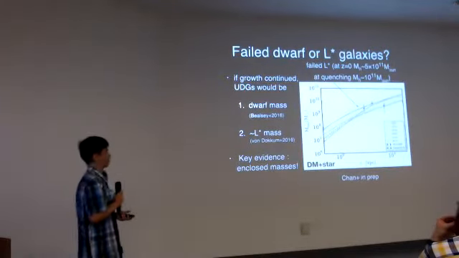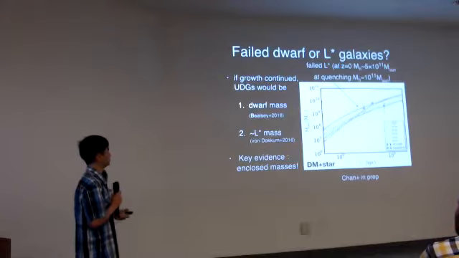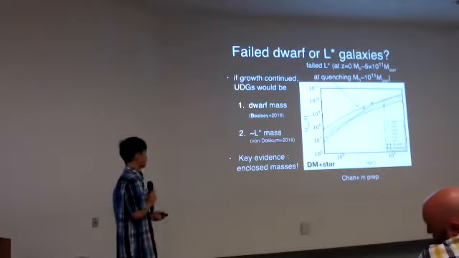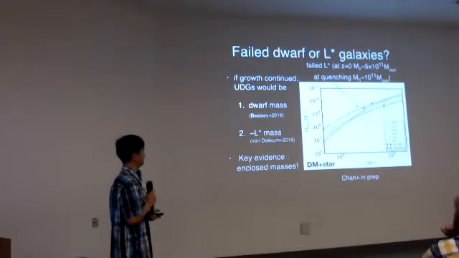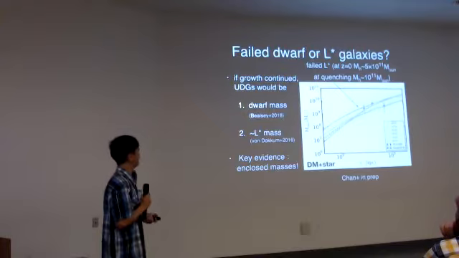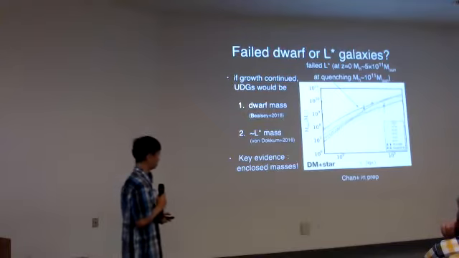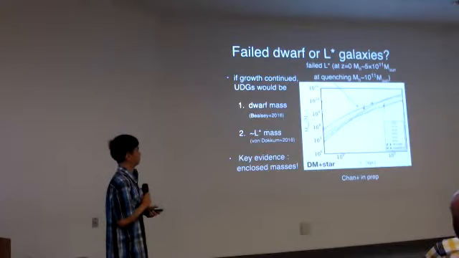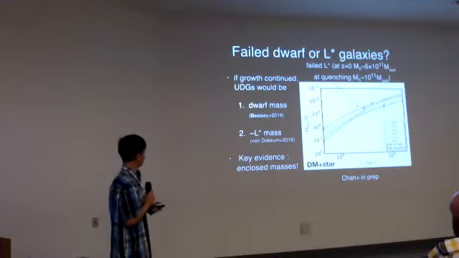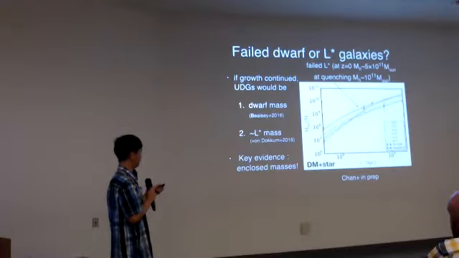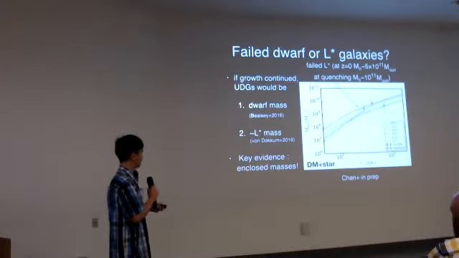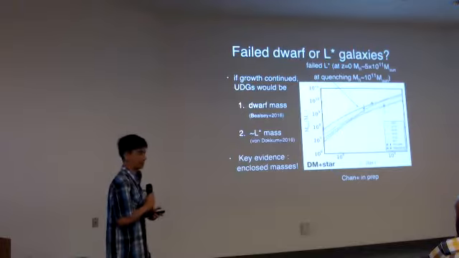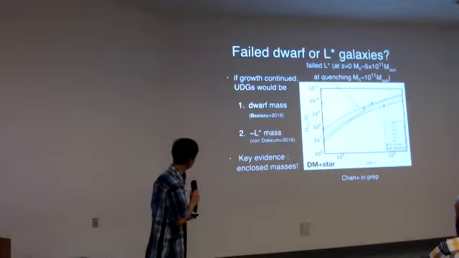And then we are going to enter the debate of whether those UDGs are failed dwarf galaxies or failed L star galaxies. What we mean by failed dwarf galaxy is that they have a halo mass of less than 10 to the 11, and if they are not falling into the cluster and remain isolated, they become field galaxies. If their final mass is up to maybe 5 times 10 to the 11 or larger, then they are becoming L star mass halos and L star mass UDGs, failed L star galaxies.